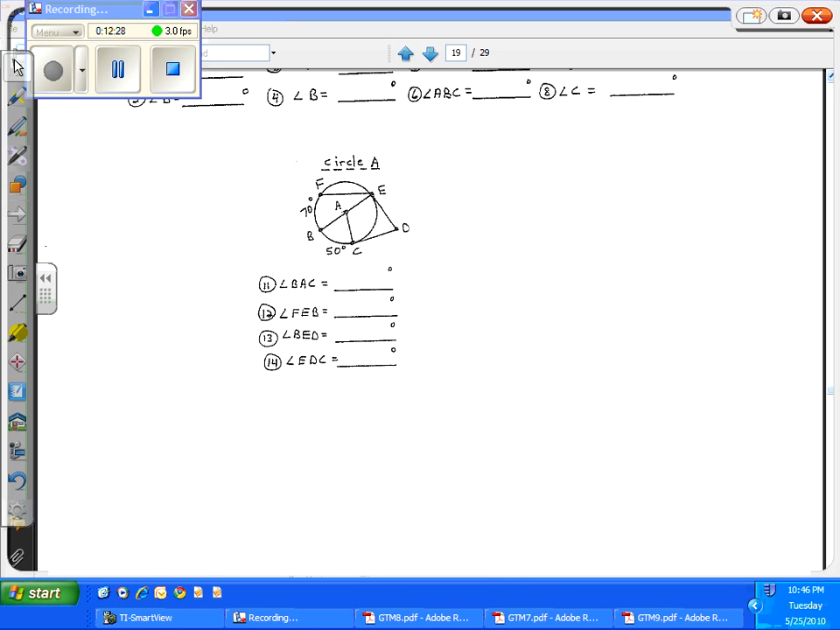Angle BAC. Angle BAC, that's from B to A to C. Where's the vertex? The center. What's the rule? It's equal to the arc. The arc is 50, angle's 50. Angle FEB. Where's the vertex? On the circle. What's the rule? Half the arc. Half of 70 is 35. Angle FEB is 35 degrees.